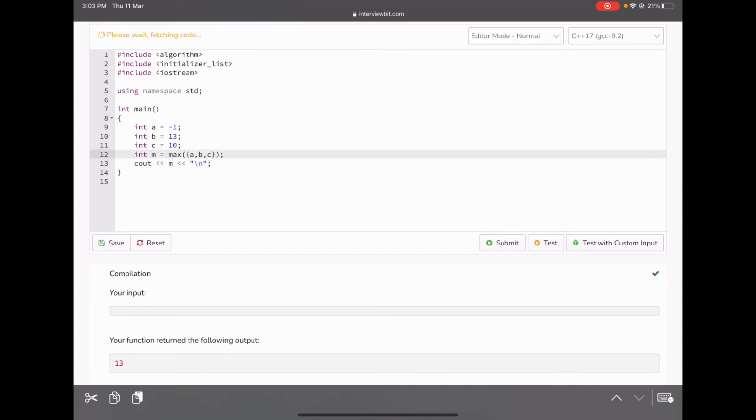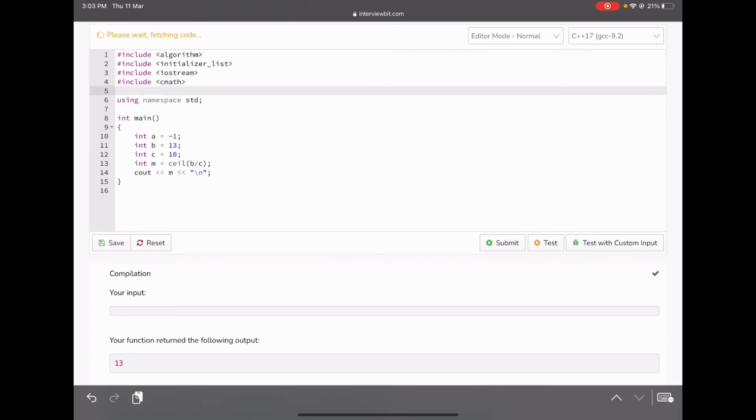If we do minimum, it will work the same way. Now let's try to find the ceil of B divided by C. So we are going to find the ceil value of B divided by C. Let's include the package as I told, so that would be include cmath. After including cmath, we are simply going to find the ceil. It should be 13 by 10, which is 1.3, and the ceil of that should be 2, right? So let's see what output we get.